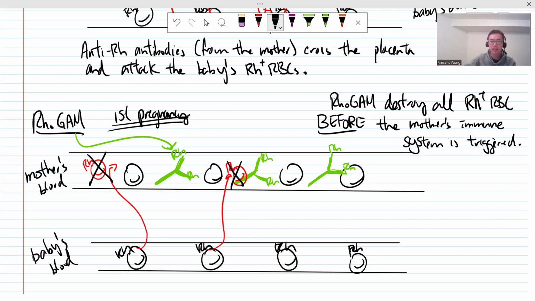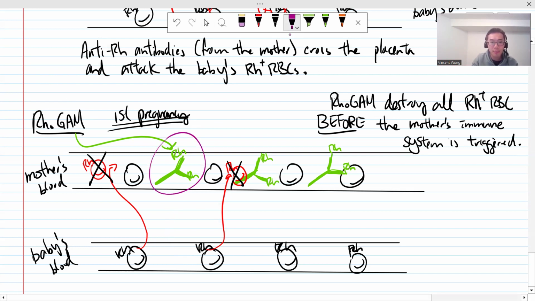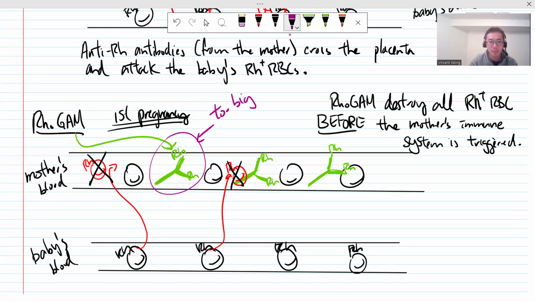Now you're probably thinking, this doesn't make sense. I thought we're trying to not make the antibodies. If you inject the mother with antibodies, wouldn't the antibody cross the placenta and end up doing the exact thing we're trying to prevent? Right? Well, that doesn't happen because the RhoGAM are man-made. It's made in the lab. Okay? So these are too big. They are designed to be bigger, too big to cross the placenta. So they will remain in the mother's body and not cross over to the baby. Does that make sense?